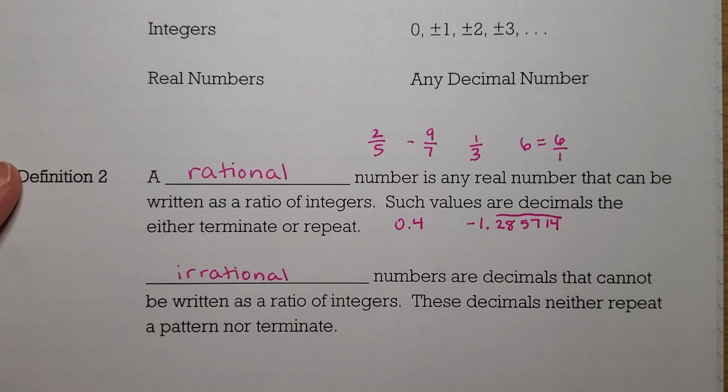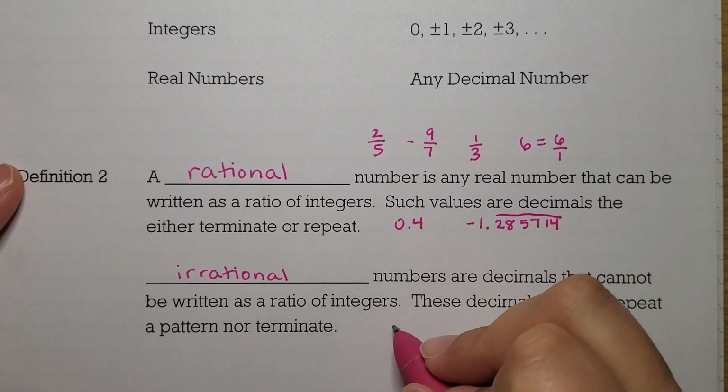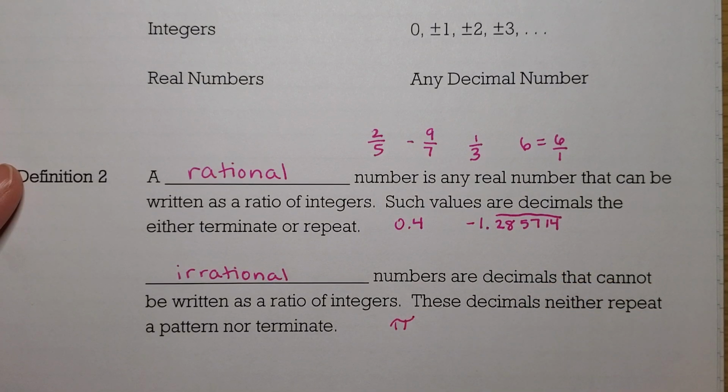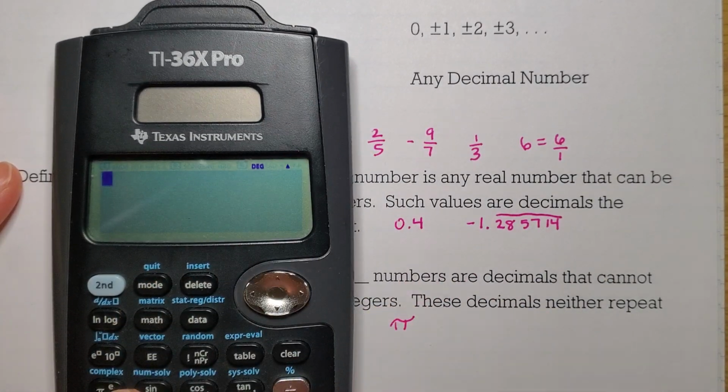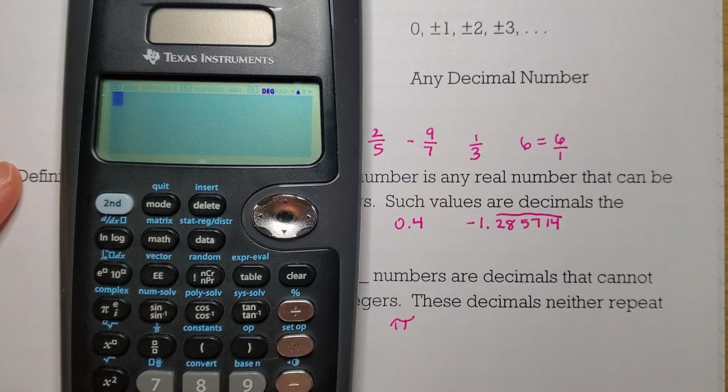So an example of that would be something like, usually some good examples that they give are pi. So you might have heard of pi before. It's about 3.14. If I find pi on my calculator, this calculator has a pi button right here.